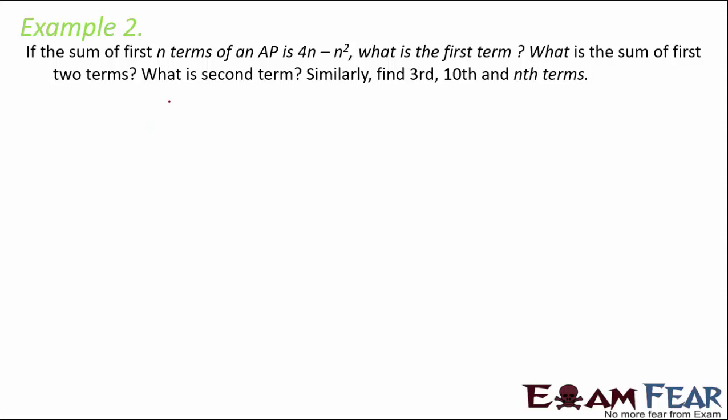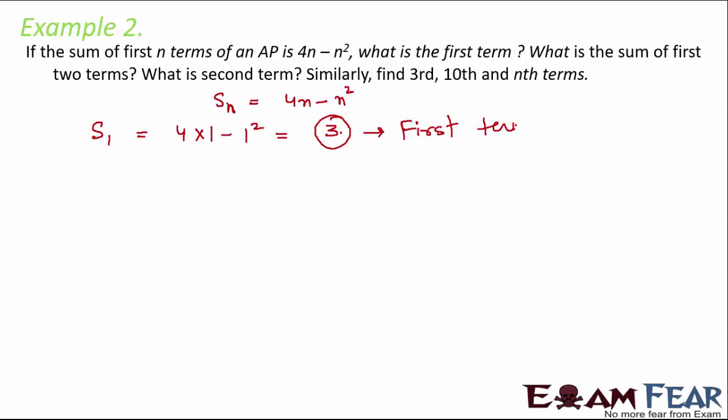So this question says that Sn, that is sum of first n terms, is equal to 4n minus n square. So that means the sum of the first term, which actually is the first term, will be equal to 4 into 1 minus 1 square. That is equal to 3. So 3 is the first term, because sum of the first term is nothing but the first term. Right? So we found out the first term.